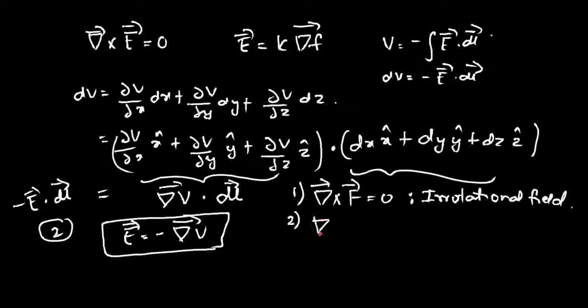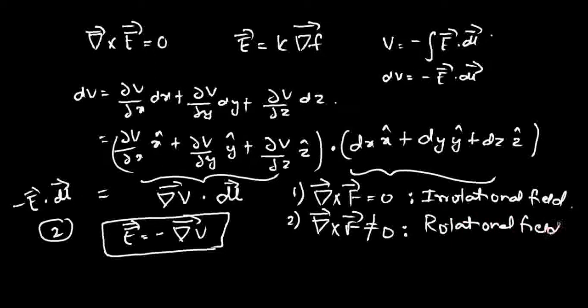If del cross F is not equal to 0, then what is this type of field known as? It is called rotational field. These are all important 1 mark questions. Non-zero curl is referred to as a rotational field.